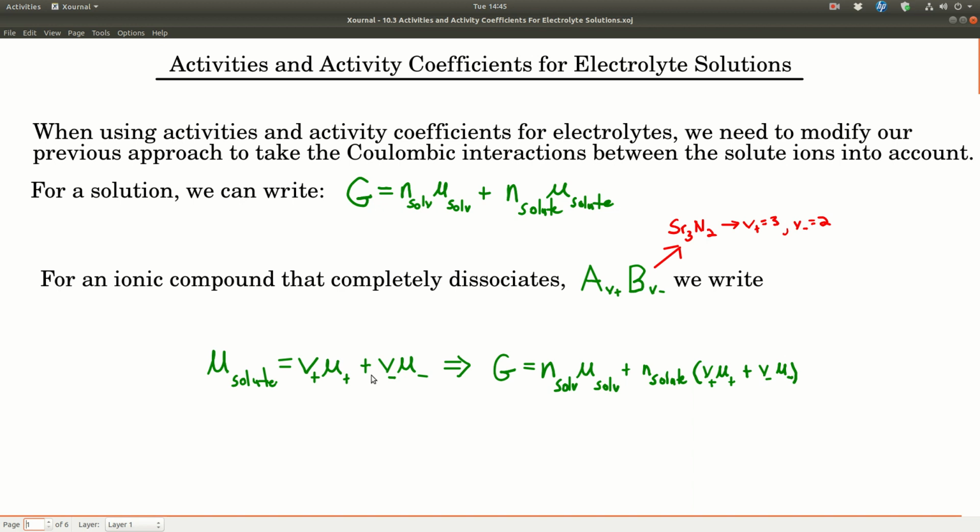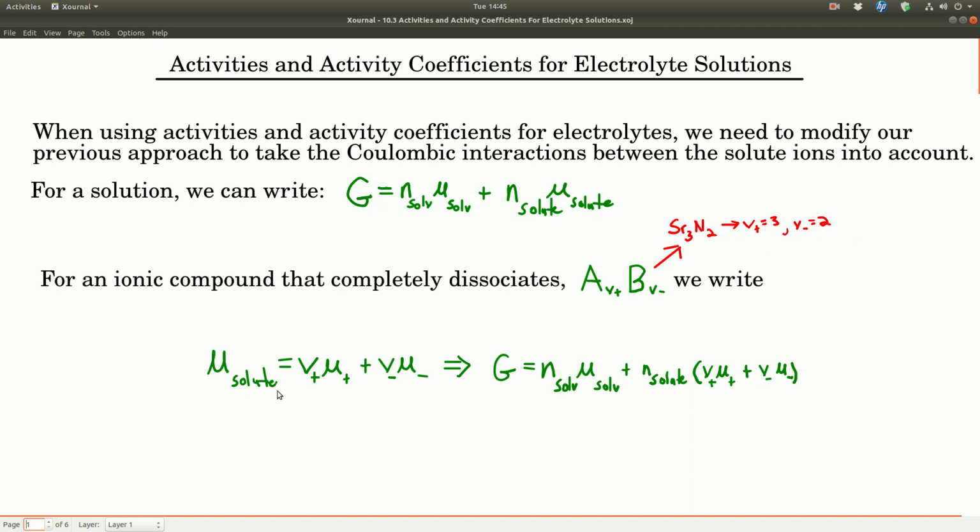So we're going to start out with Gibbs energy, guys, right here, and we can write that as the moles of the solvent times the chemical potential of the solvent plus the moles of the solute times the chemical potential of the solute. Now, for an ionic compound that completely dissociates, we're going to write it this way, where this ν plus and this ν minus are just the subscripts in the formula. So, for example, in strontium nitride, ν plus is 3, ν minus is 2.